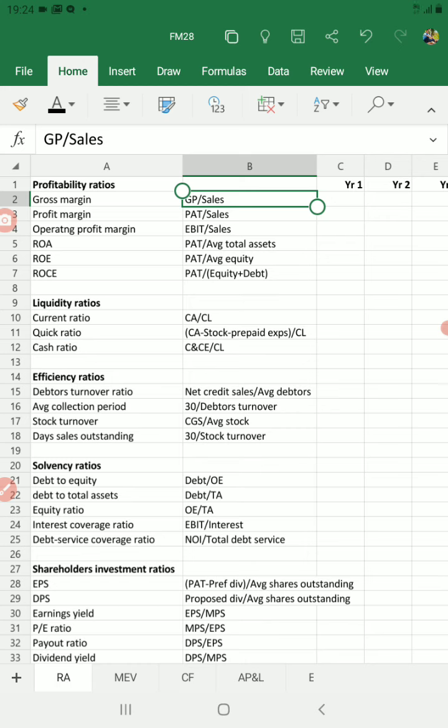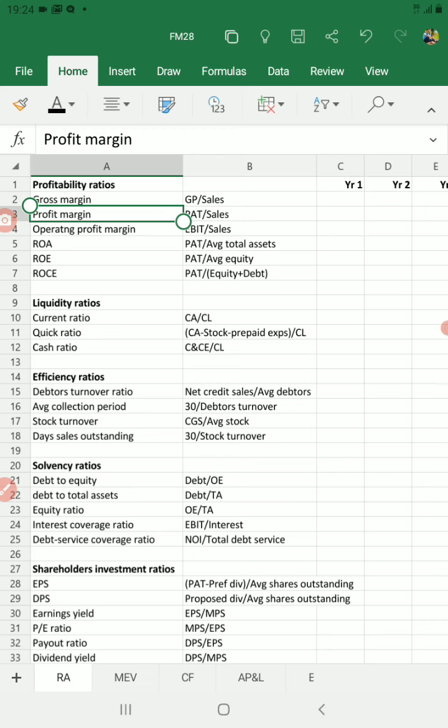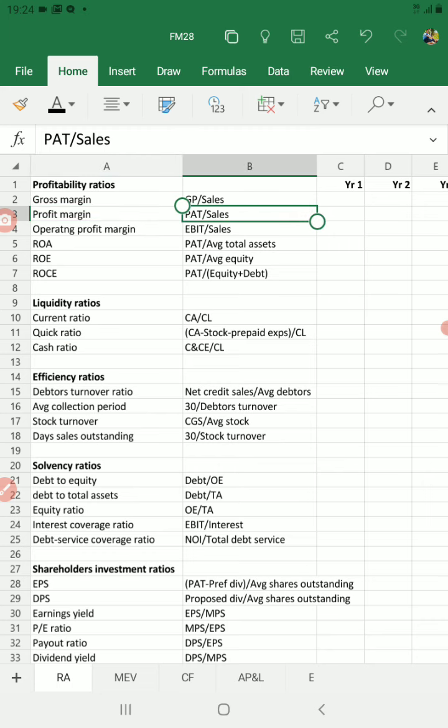sales after deducting returns and discount. Okay, so those are the net sales. So gross margin is gross profit divided by sales, which is net sales. Profit margin, that is profit after tax, divided by sales, net sales of course.